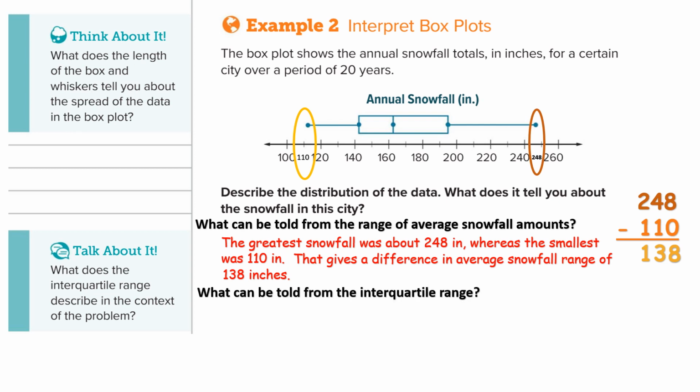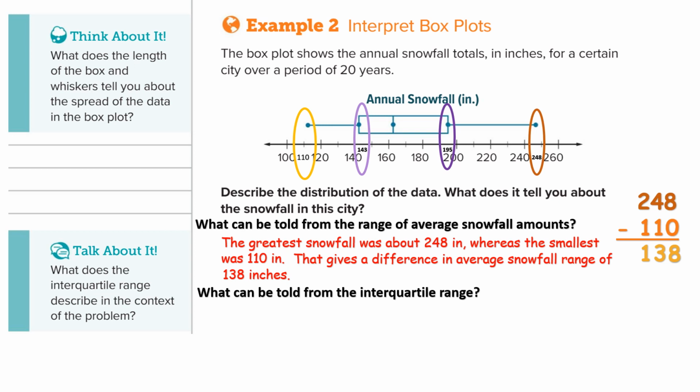The second question we're going to look at: What can be told from the interquartile range? How can I describe it? What words can I use? So when I look at my interquartile range, we're just going to say that's 143.